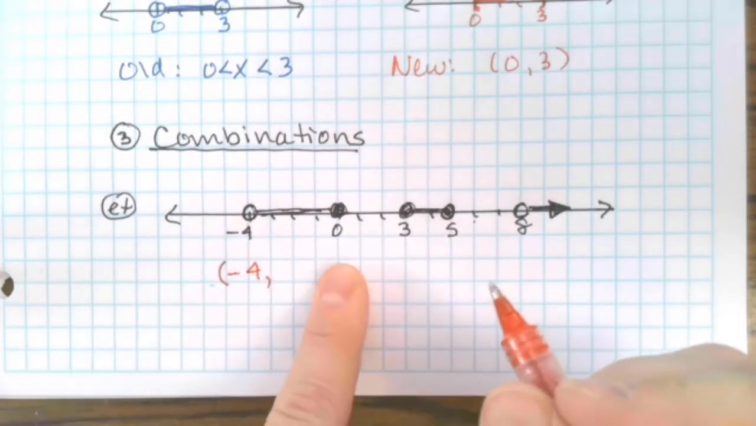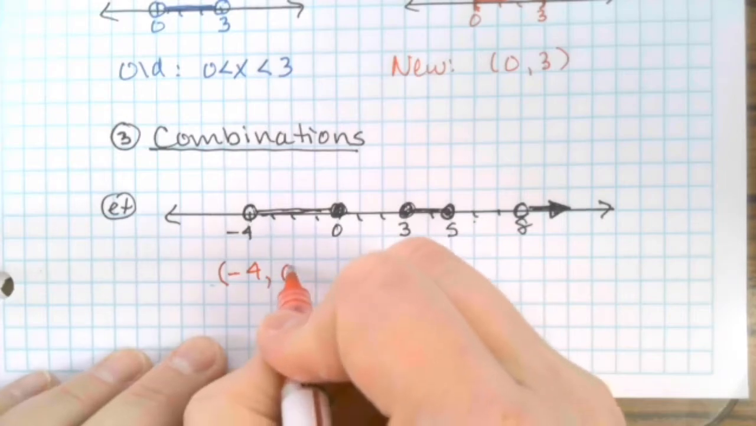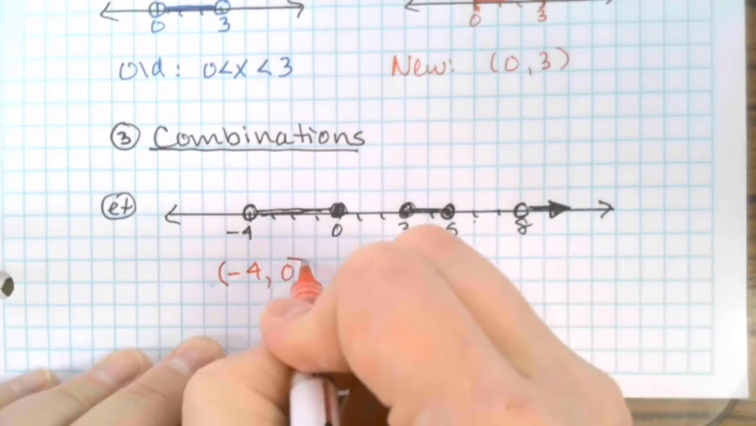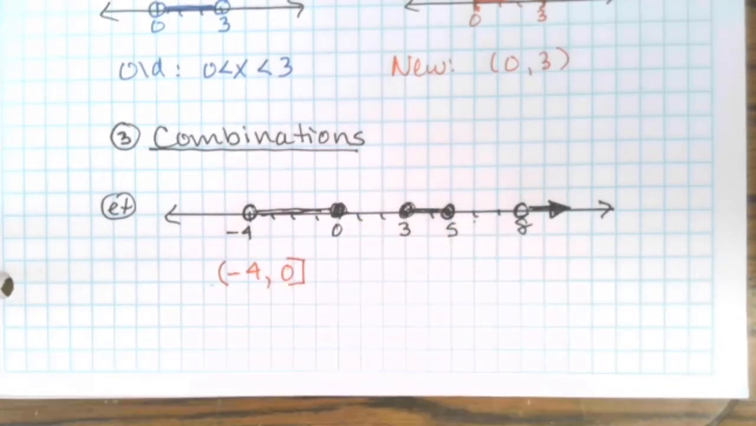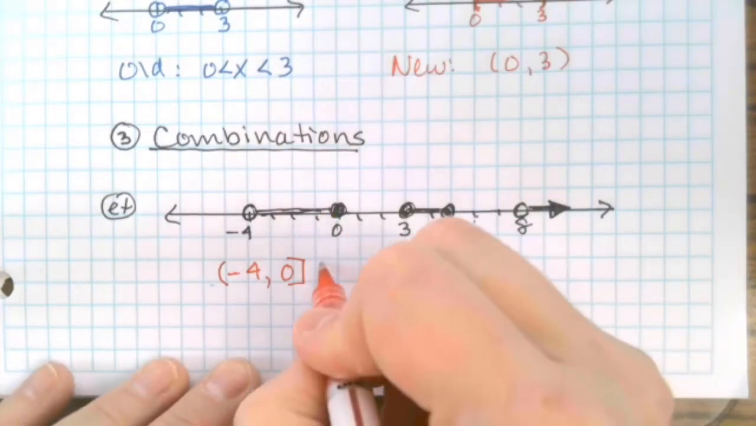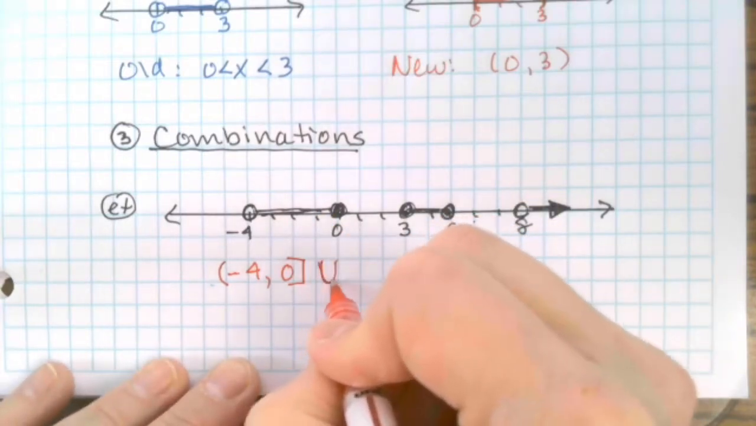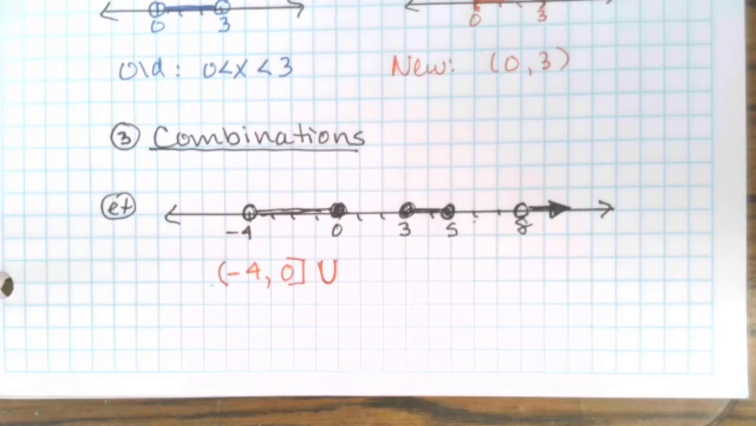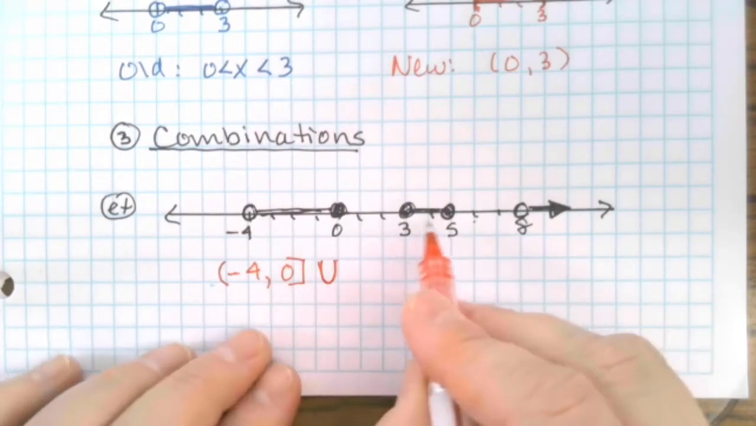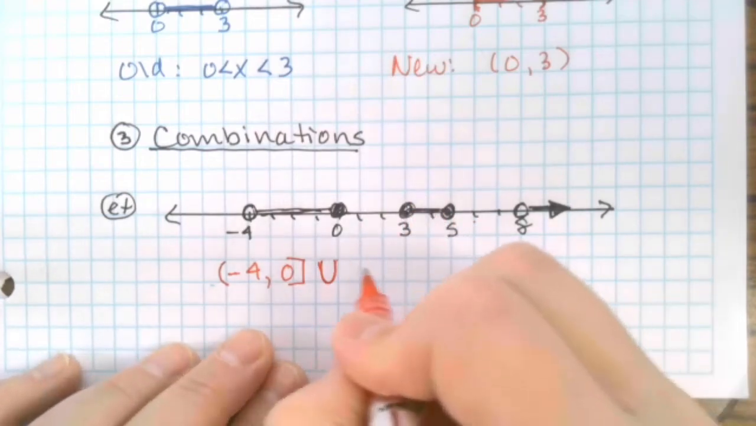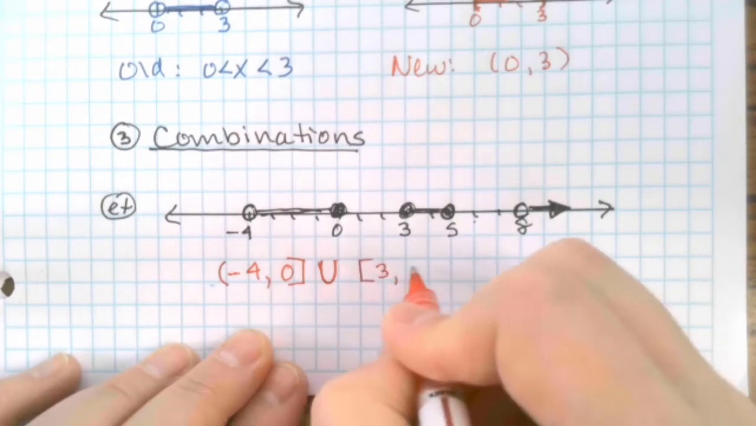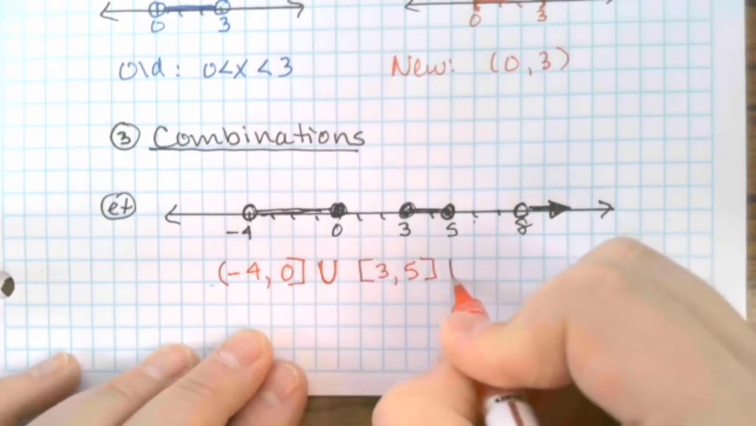Up to now, 0 is filled in, so it is closed or included, so it gets a bracket. Now the symbol to tie these together is a union symbol. It looks like a U without the stem on it. It's actually a Greek symbol. Now 3 and 5 are both inclusive endpoints, so they both get brackets. 3 and 5 in union with.